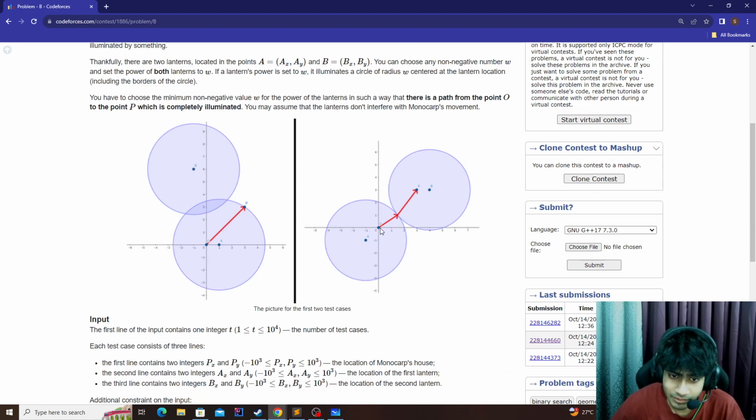There's a person at origin. He wants to go to his home, which is at point P, and there are two lanterns at point A and point B, and you have to get them. You have to give the minimal radius such that his path from origin to his home at P is completely illuminated, and that radius would be the illumination part basically.